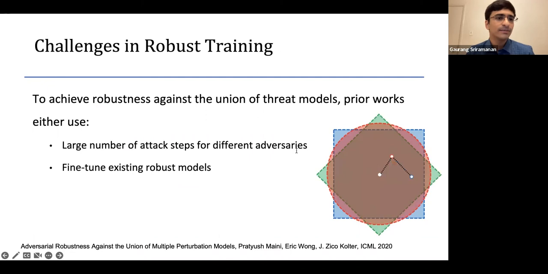So largely to achieve robustness under this union of threat models, prior works either use a large number of attack steps for different adversaries. Namely, a simple approach might possibly be to use multi-step attacks for each threat model. So say you have L1, L2, and L infinity. You can possibly generate 10-step adversarial attacks for each of these threat models and minimize the loss achieved by any of these three adversaries, by the maximum of these three adversaries, or even the average of these three losses. And this was what was used in past works.